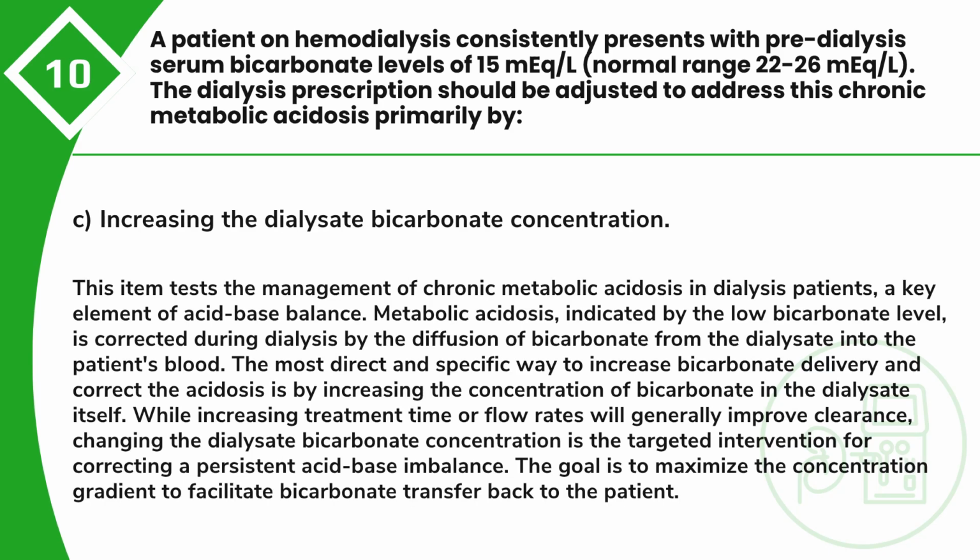Answer: C. Increasing the dialysate bicarbonate concentration. This item tests the management of chronic metabolic acidosis in dialysis patients, a key element of acid-base balance. Metabolic acidosis, indicated by the low bicarbonate level, is corrected during dialysis by the diffusion of bicarbonate from the dialysate into the patient's blood. The most direct and specific way to increase bicarbonate delivery and correct the acidosis is by increasing the concentration of bicarbonate in the dialysate itself.